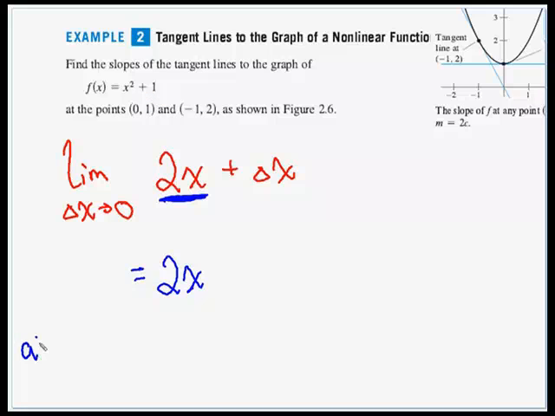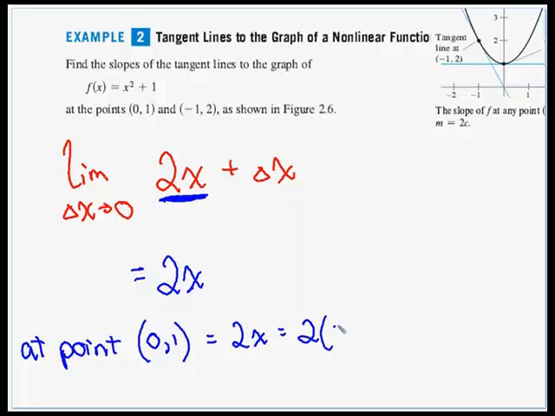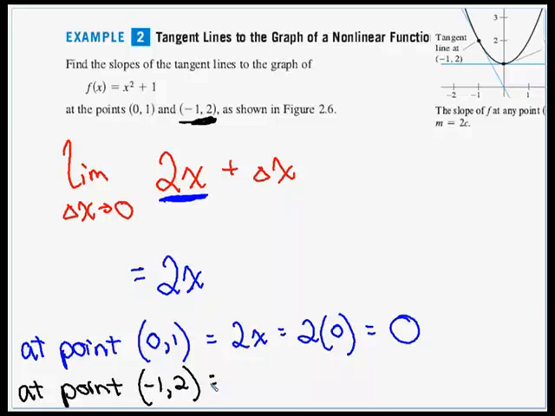So, at point, our first point is 0, 1. We just plug in the x value here. 2 times x will become 2 times 0, and anything times 0 is 0. And then at the second point, the second point was -1, 2. Our derivative function here, our slope function, is 2 times x, which is now 2 times -1, or -2.